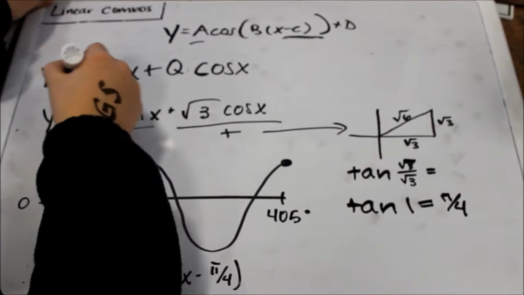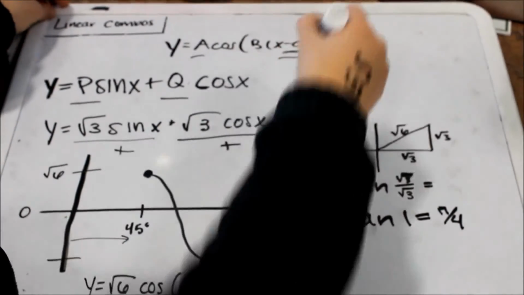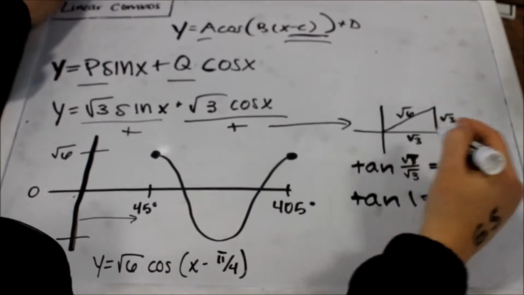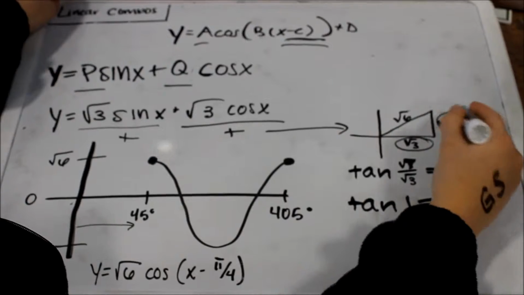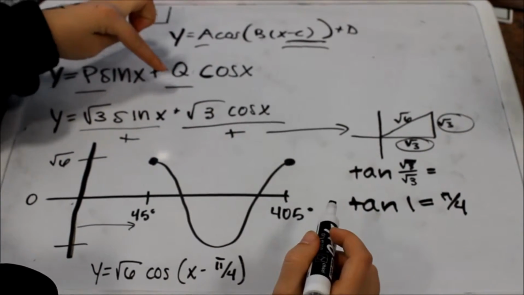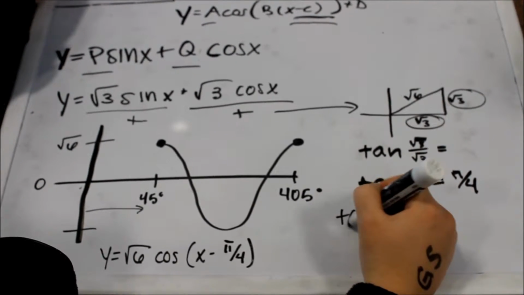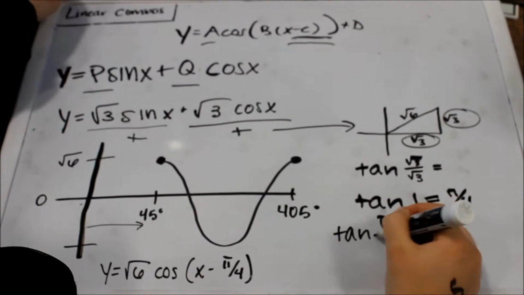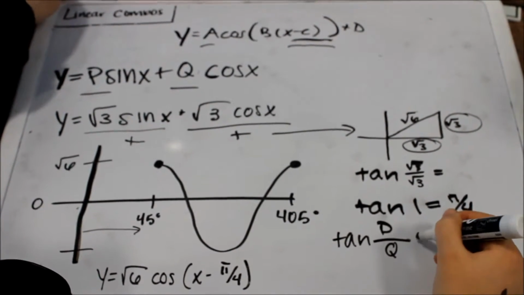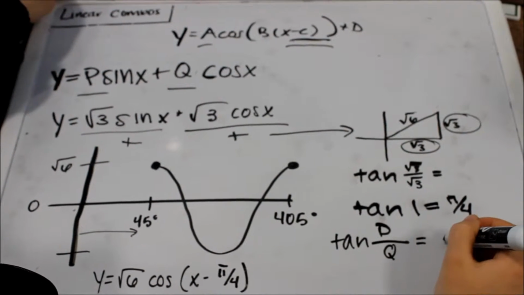So this is how P, Q, and C relate. Here's P, and here's Q, and since they're both positive, sine and cosine are positive, we have tangent C equal to P over Q.